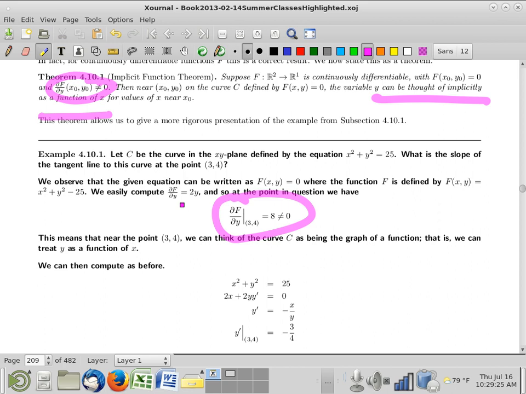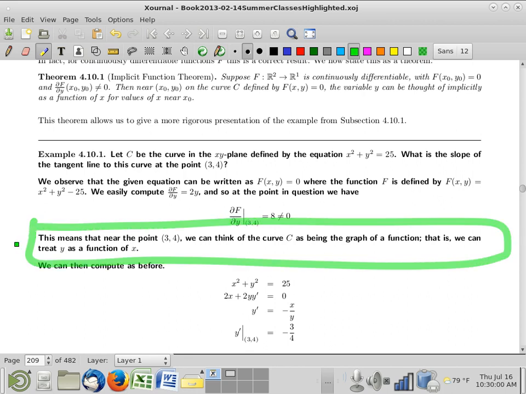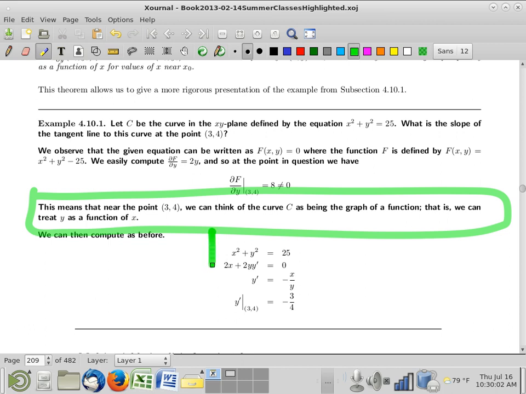I'm going to take this x squared plus y squared minus 25. That's capital F. Take its partial with respect to y. It's 2y. At the point in question, that's equal to 8. It doesn't really matter that it's 8. What's important is that it is not 0. And then I get to conclude, as I was hoping, that y is locally a function of x, so I can treat y as a function of x and do exactly what I would have done in a high school calculus class, and it's fine.